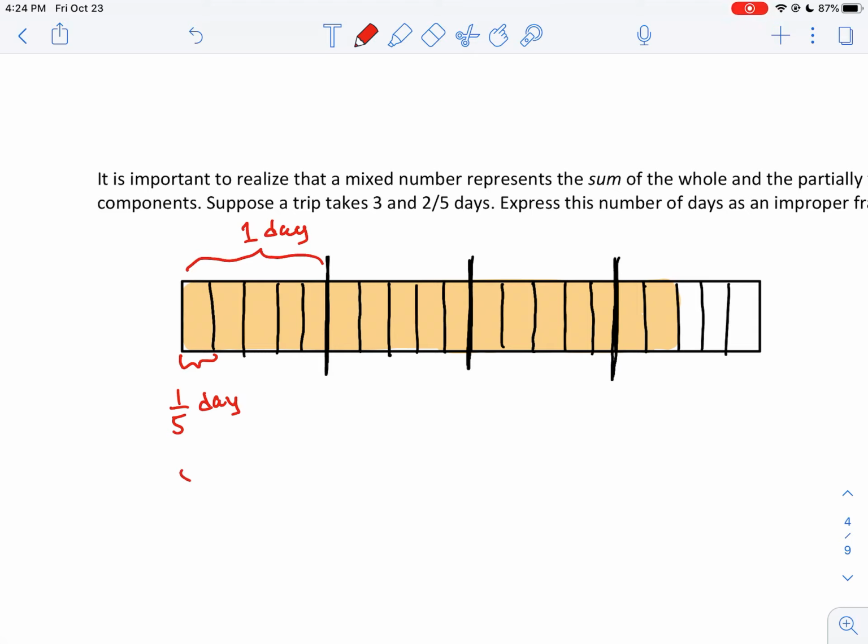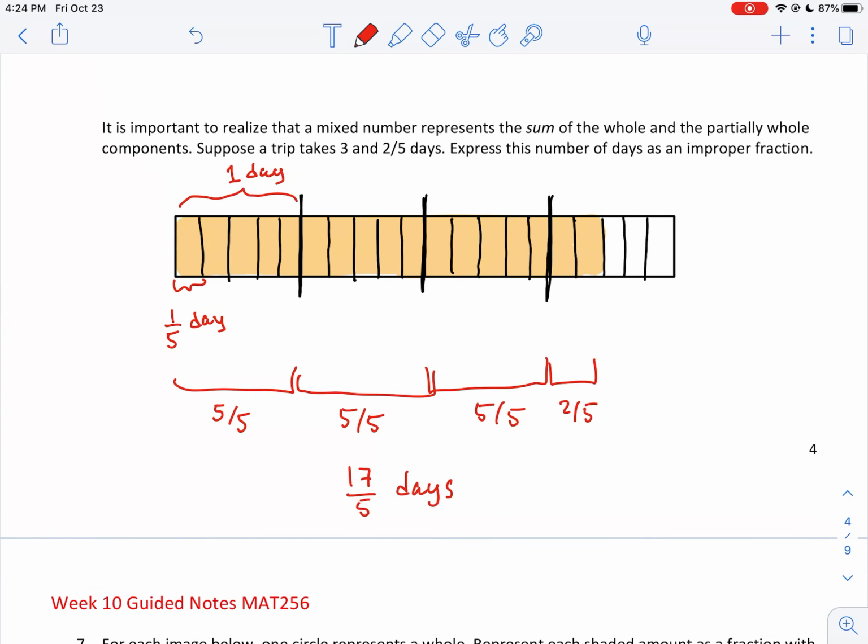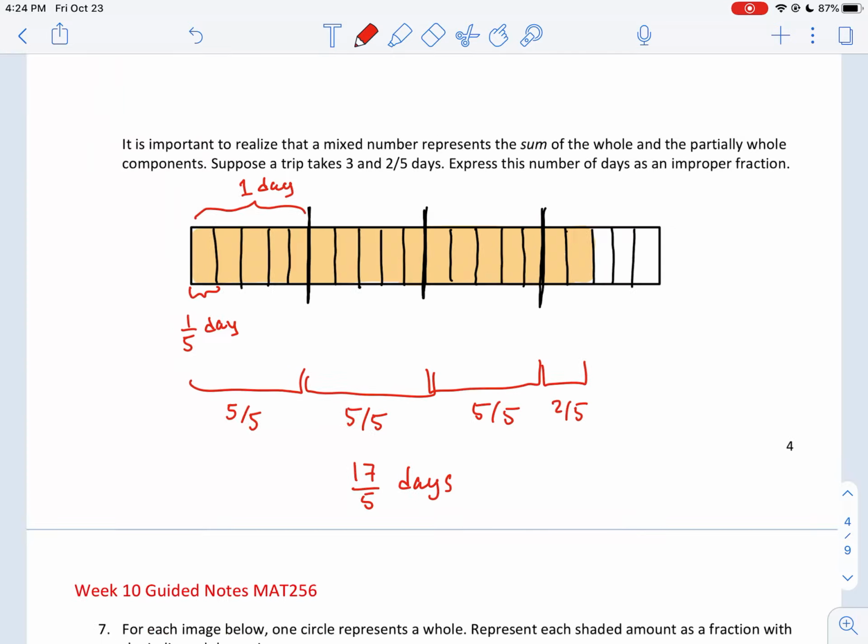Well, each day is 5, so we can say, well, there's 5/5. Here's another 5/5. Here's another 5/5. And then we have 2 more fifths at the end. So how many fifths total do we have? We have a total of 17/5. So this is how you would convert a mixed number, 3 2/5 days. Just break everything into fifths and count how many fifths total you have. And we have 17/5 total.